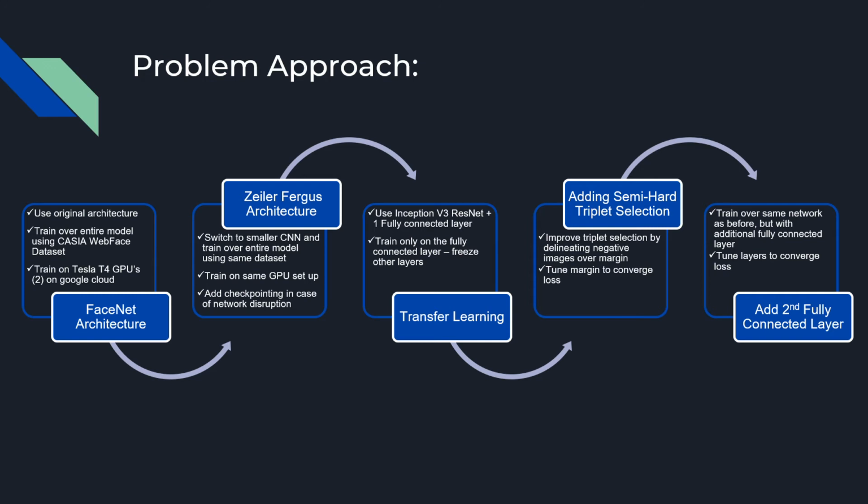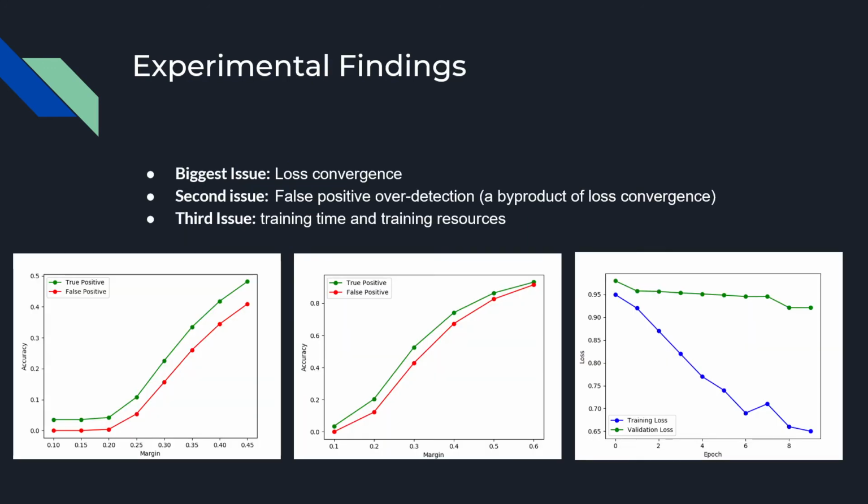In our experiments, we had several issues. We had issues with loss convergence, we had issues with false positive over detection, and we also had issues with training time and training resources. We addressed the final issue by switching to transfer learning. We addressed loss convergence by evaluating our triplet selection algorithm and turning it from hard triplet selection to semi-hard triplet selection.